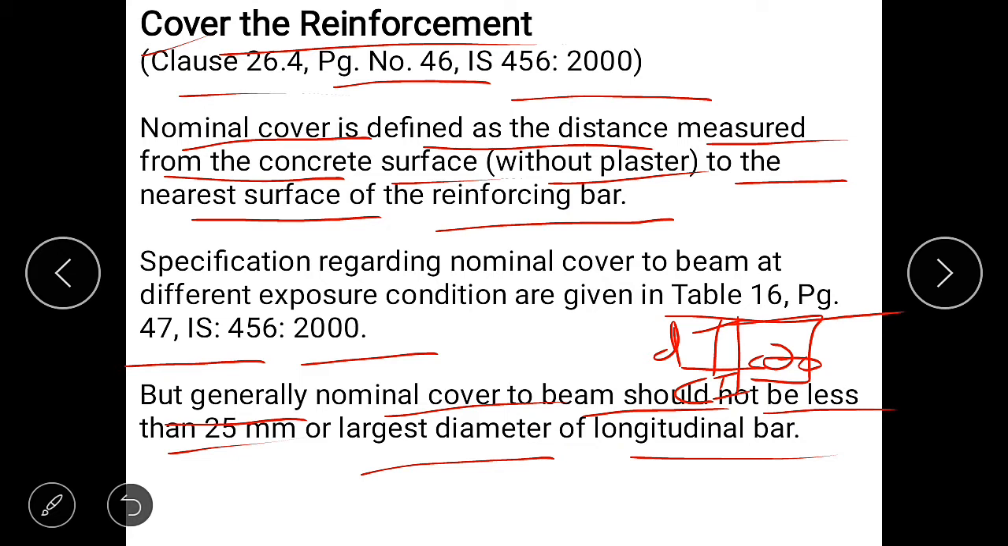Okay, so in any problem, if the cover is not given, then you can assume 25 mm or more, or if the largest diameter size is given, if 28 mm or some size is given, then consider it as the cover.